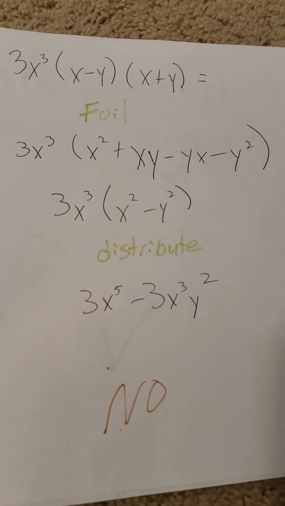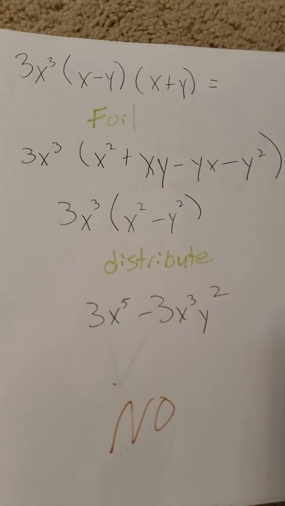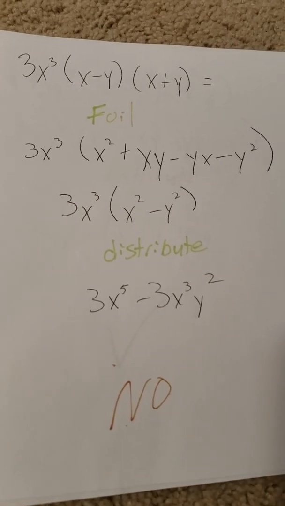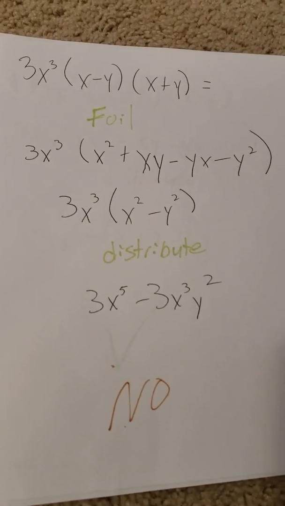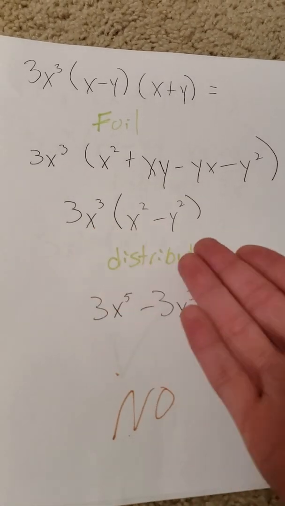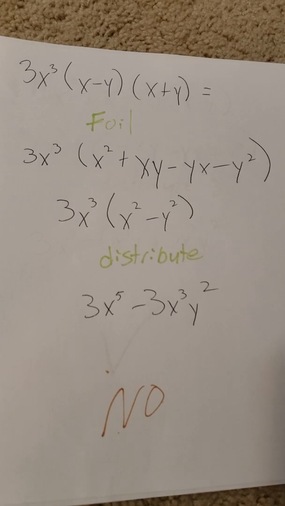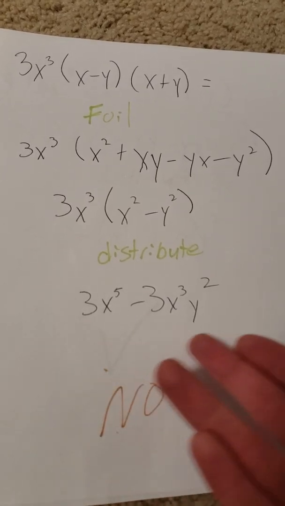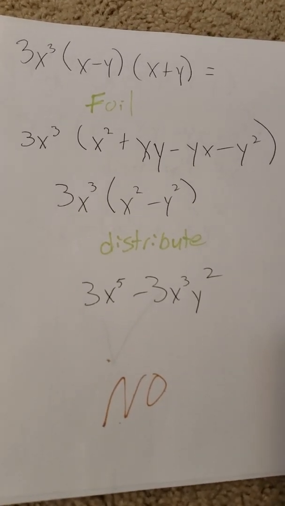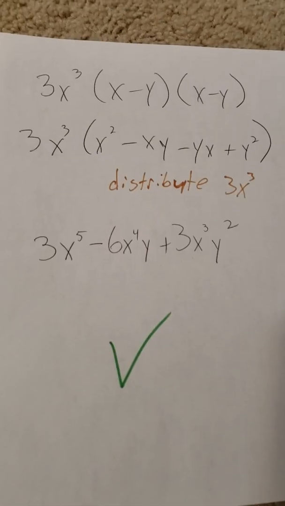So for this equation, it is already set up to be used as FOIL. And then after we use the FOIL, we get this. Then we have to distribute the 3x to the third, which is then going to give us this, which is not equal to our initial equation.